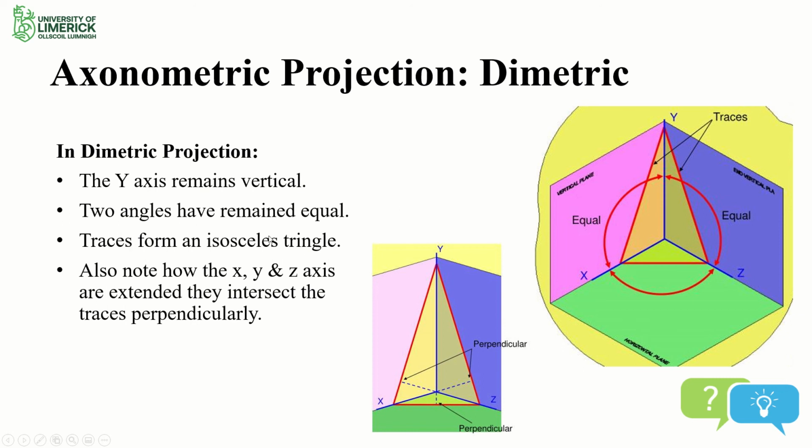Traces form an isosceles triangle, as you can see here. Also note how the X, Y, and Z axes are extruding and they intersect the traces perpendicularly. As you can see here, the Z-axis, as it continues on, as you can see the dashed lines here, where it hits the trace itself, it is perpendicular. The same with the X-axis as it travels down, it's also perpendicular, and the Y-axis as it travels down here, it's also perpendicular. That's important to note.